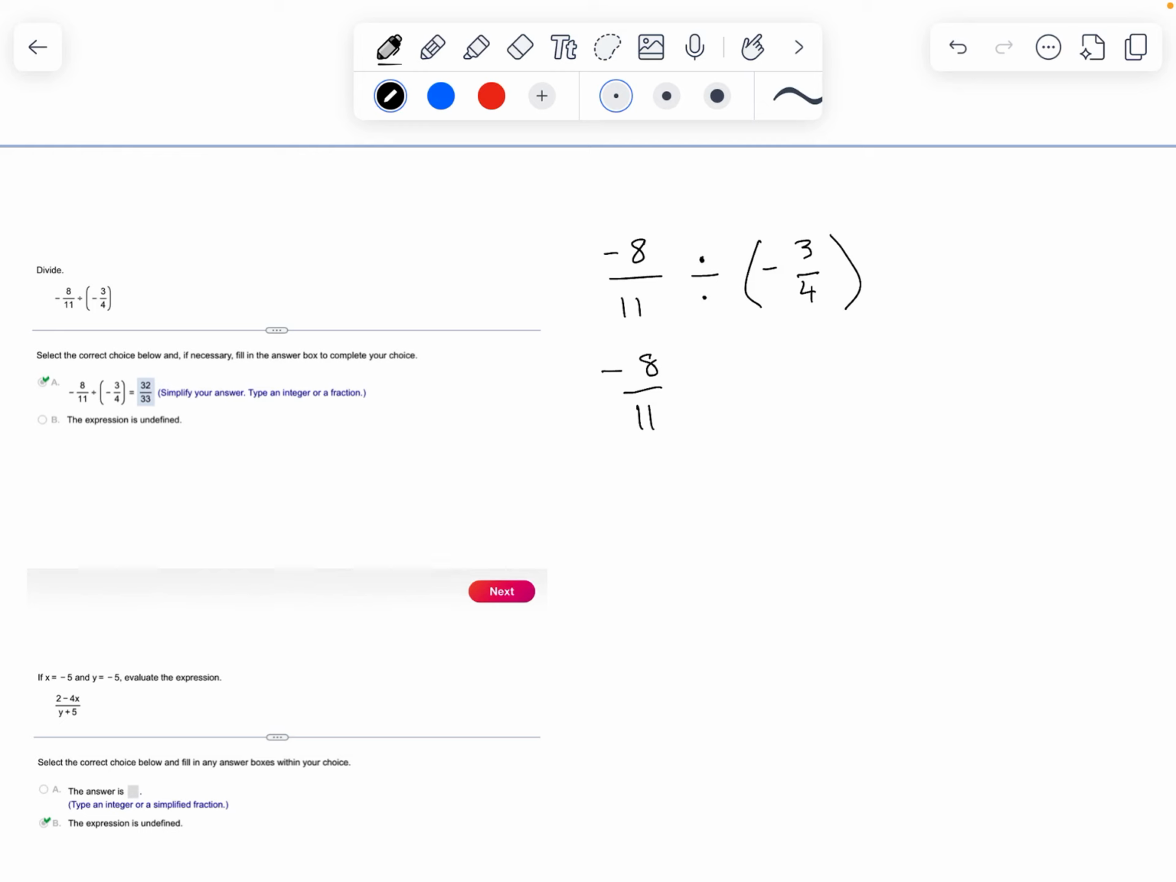When we change that division into multiplication, then the next fraction that comes, you have to flip the numerator and the denominator. So here it's gonna be negative 4 over 3. So the numerator becomes the denominator and vice versa. And then from here, when we do the multiplication of fractions, you multiply numerator times numerator, denominator times denominator. So that's gonna be negative 8 times negative 4, it yields 32. 11 times 3, 33.